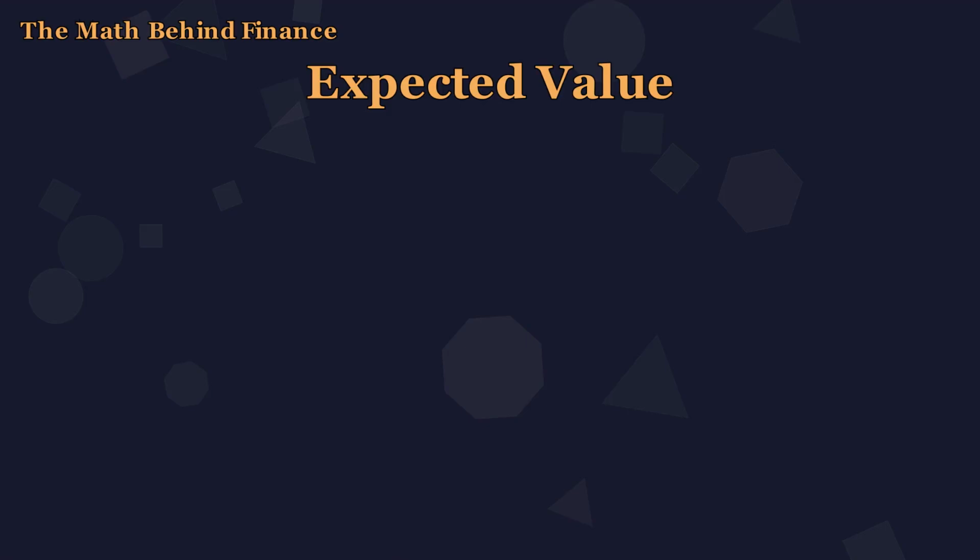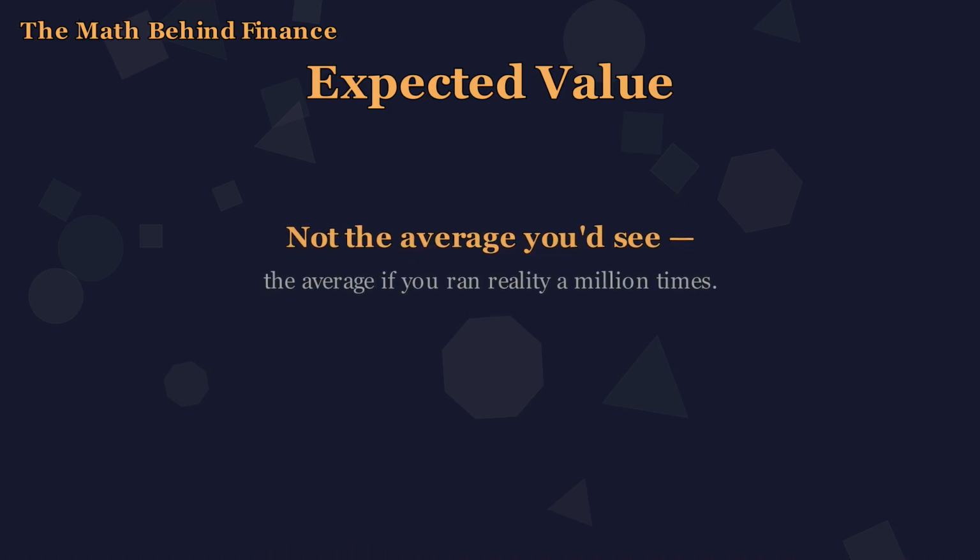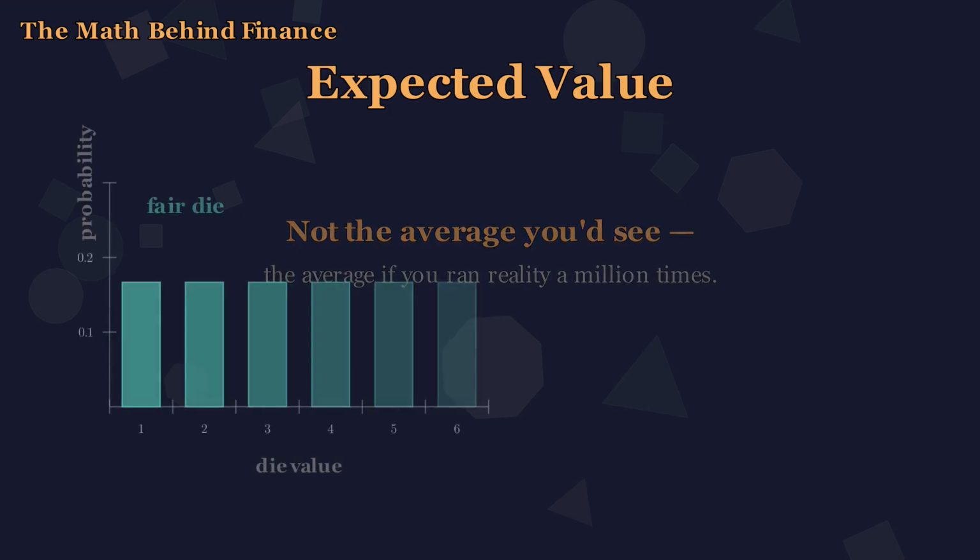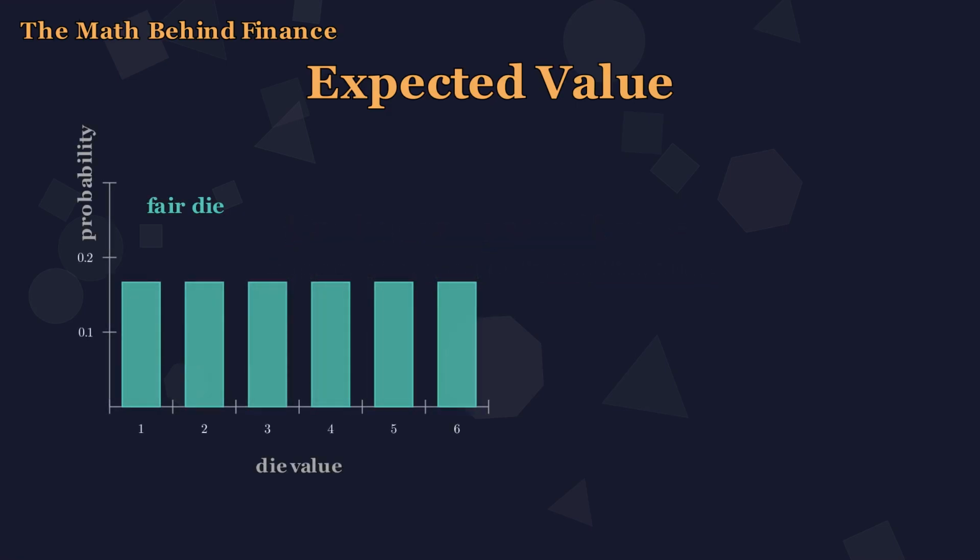Expected value is the most misunderstood number in probability. It isn't the average you'd see, it's the average you'd see if you ran reality 1,000,000 times. Start with a fair 6-sided die. 6 outcomes, each with probability 1/6. Multiply every value by its probability and add them up. The expected value is 3.5, a number you will never actually roll.